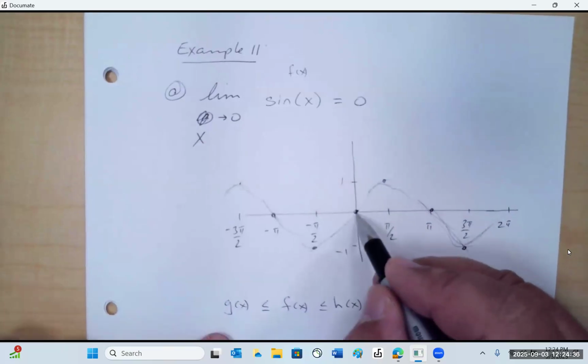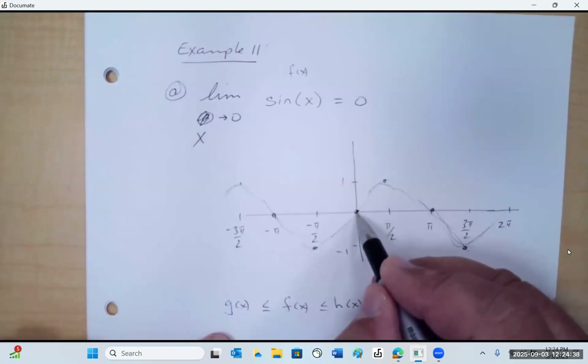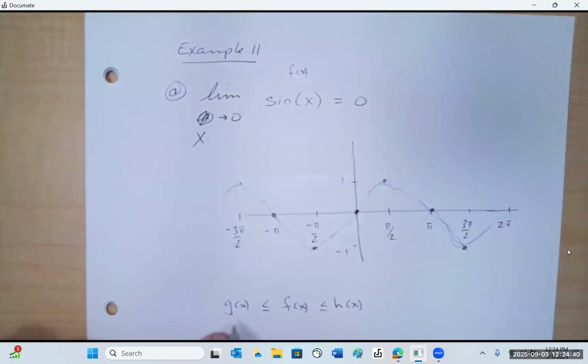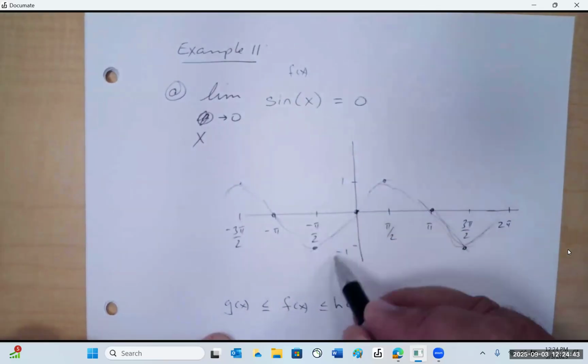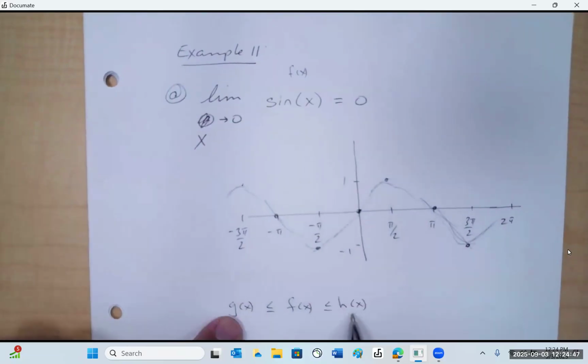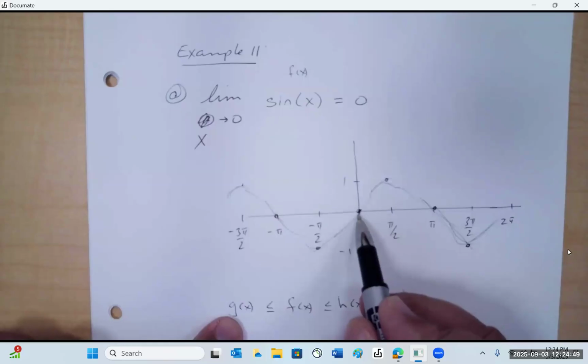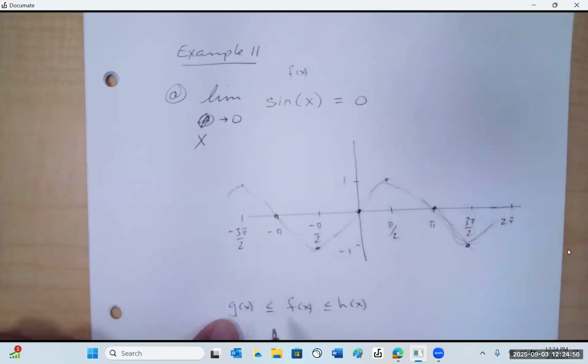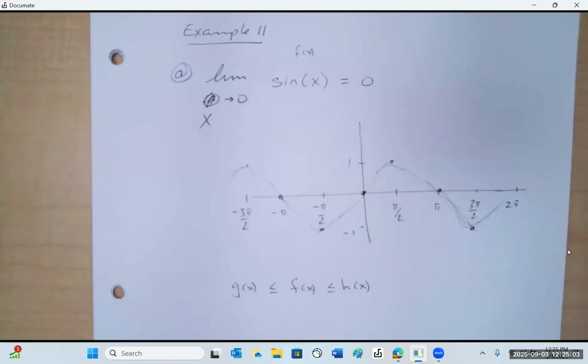So g of x has to approach 0 when x goes to 0, and h of x has to do the same thing. Both of these have to have the same limit as x approaches 0. But for everything else, this one's got to be smaller than that, and this one's got to be larger than that. So what are the formulas?